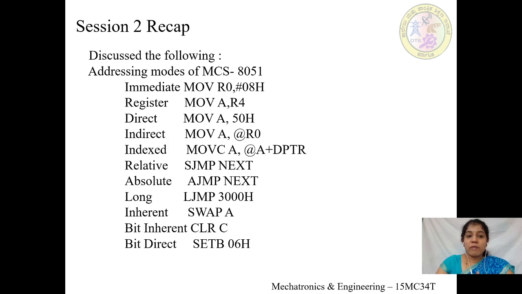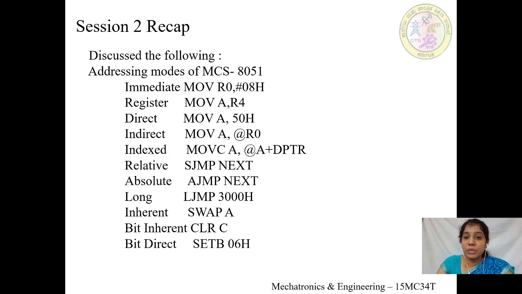So let us have a quick discussion on what we have discussed in the previous session, that is session 2. In session 2, we have discussed what are addressing modes and what are the types of addressing modes. So what are addressing modes? The different ways of accessing the data is known as addressing modes. The different addressing modes that are listed here: the first one is immediate addressing mode.